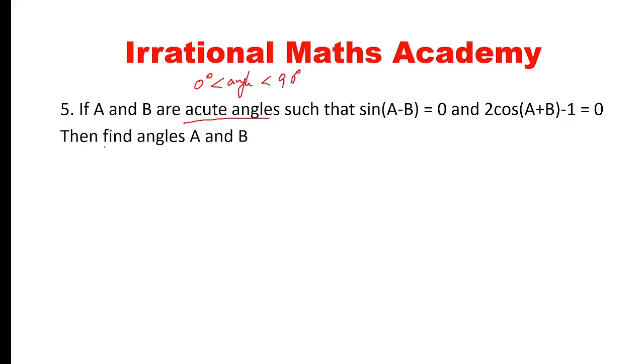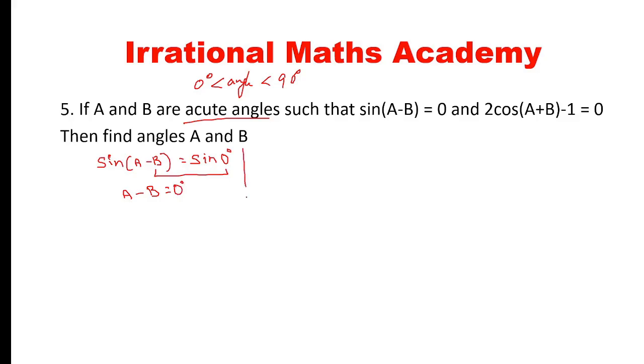What do they give? Sin (A minus B) equal to 0. For which value will sine be 0? For sine of 0 degrees we get 0. So A minus B equals, if you compare here, sine is there, so you can equate A minus B equal to 0. So 0 degrees we got.